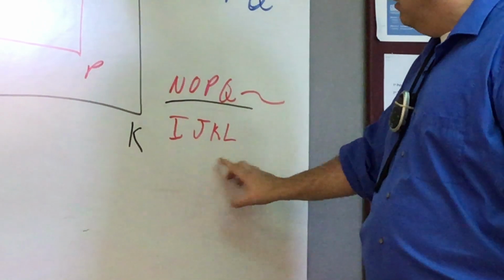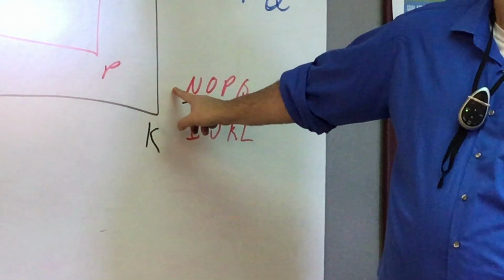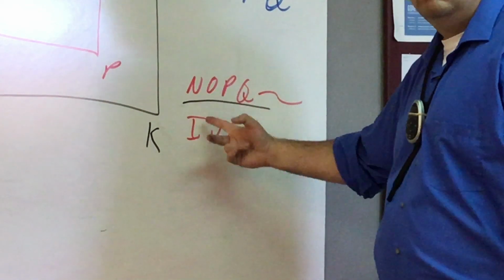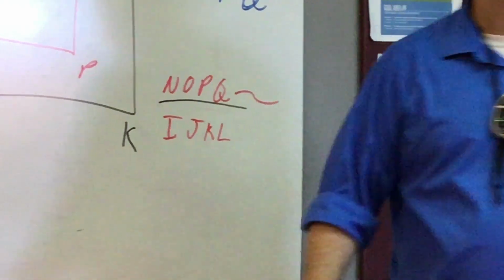PQ over KL, but look at what they did. They said IJ over NO. They switched those. Okay, you can't do that. All right, so that makes it not work.